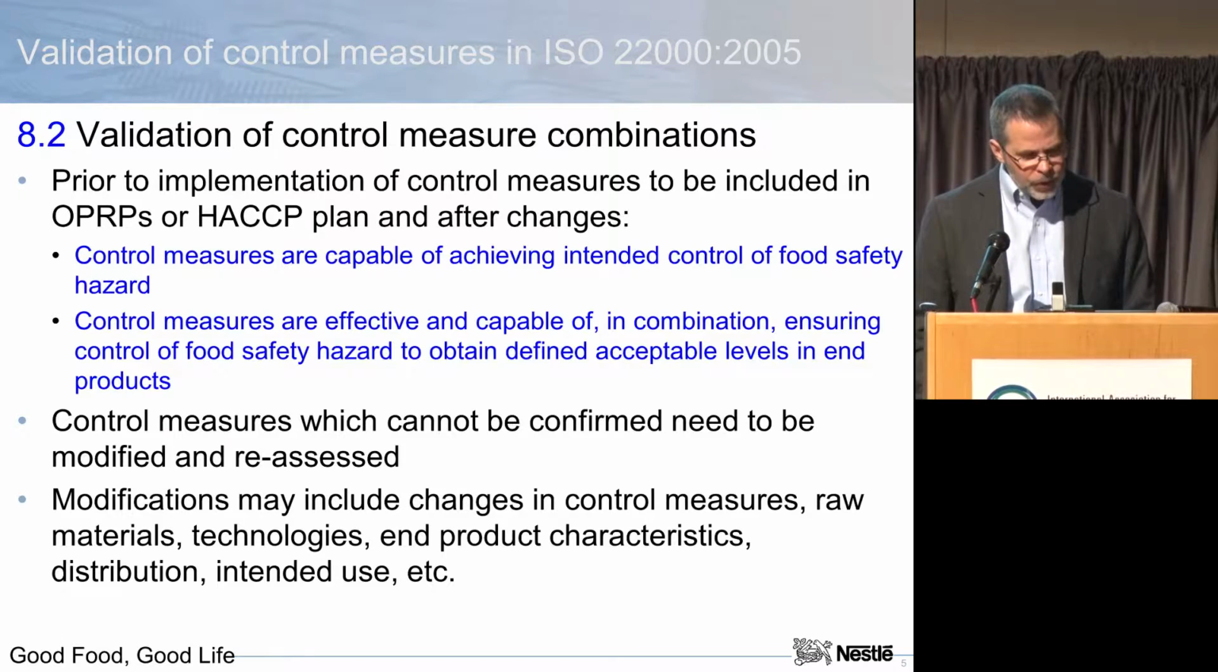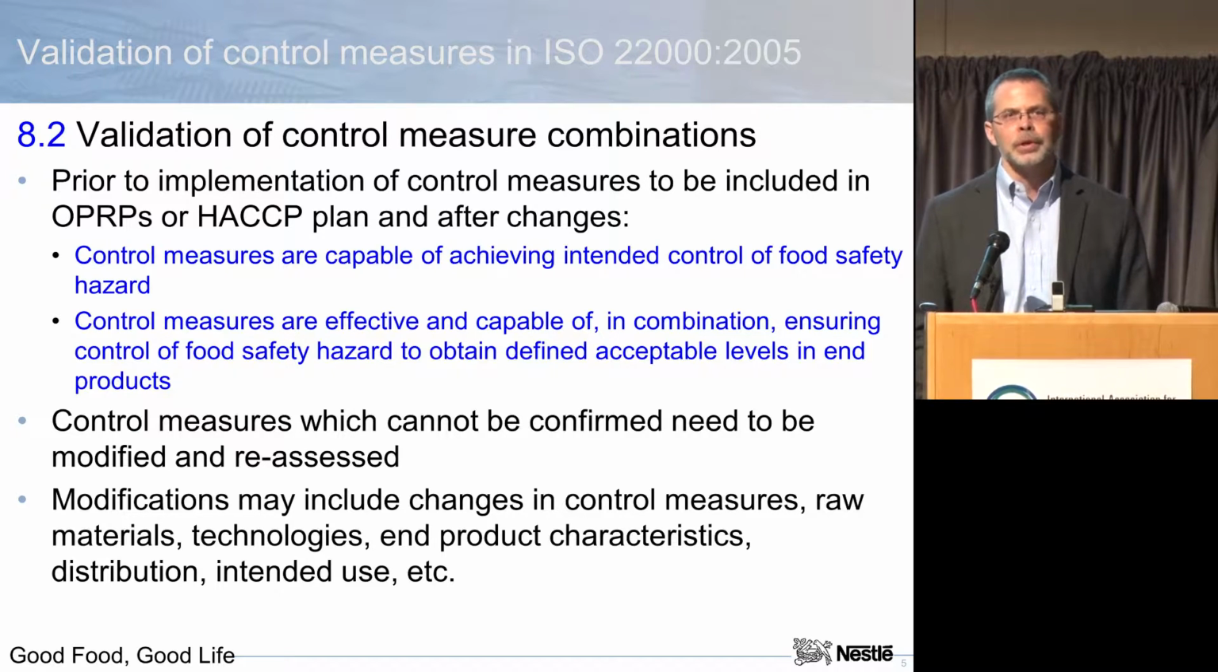plan. We need to validate that the control measures are capable of achieving intended control of food safety hazard, as we've mentioned, that the control measures are effective and capable of, in combination, ensuring the control of a food safety hazard to obtain defined acceptable levels in end products. Control measures that cannot be confirmed need to be modified or reassessed. So if I can't demonstrate my control measure works, it just makes sense that I need to modify my food safety system in order to make sure it does.